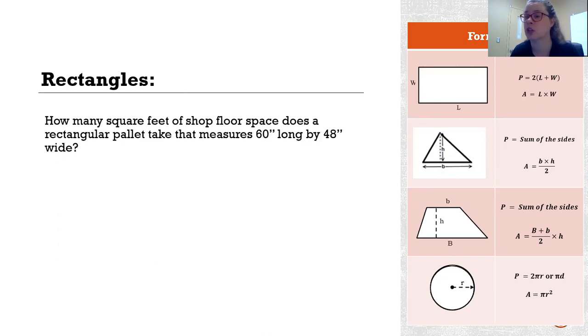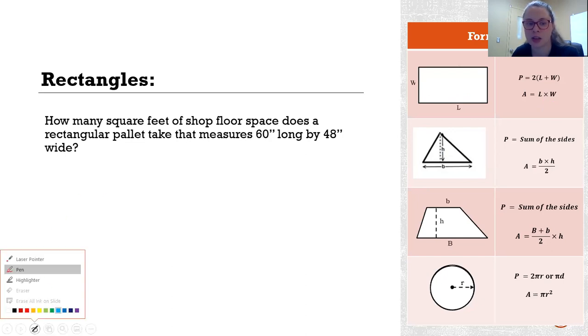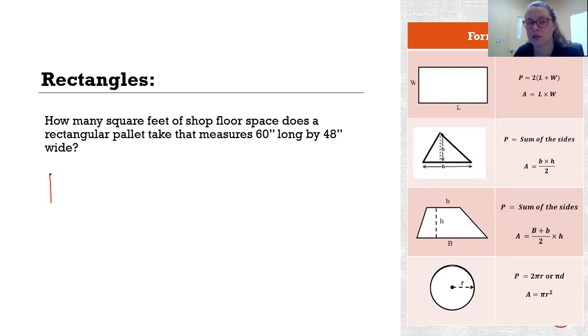So we're going to jump into some example problems in order to refresh in our minds perimeter, area, and volume. This question says, how many square feet of shop floor space does a rectangular pallet take that is 90 inches by 48 inches wide? The first thing I do in a question like this is sketch it. So this is the rectangular pallet. We're 60 inches in that direction, 48 inches here.